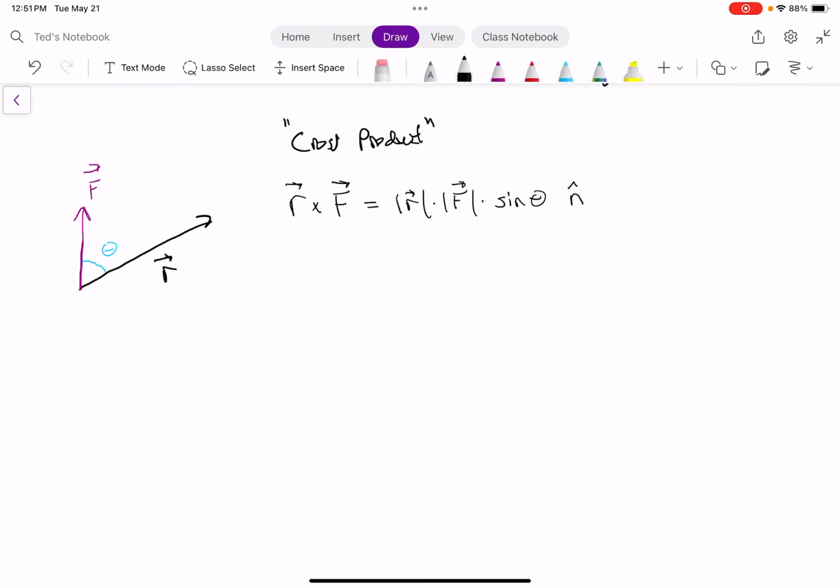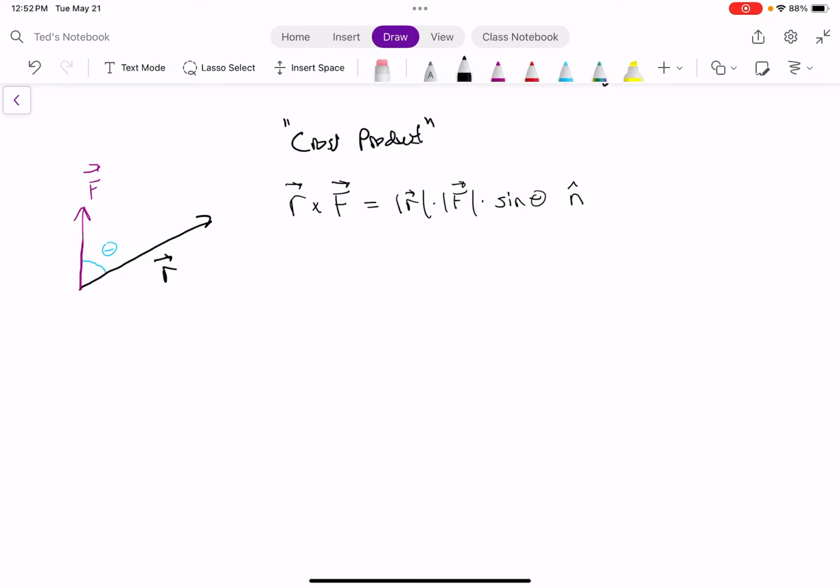So this is how we calculate the cross product. It's the length of the r vector times the length of the f vector times the sine of the angle between them, and then the direction that the vector points is something we'll talk about in just a second.